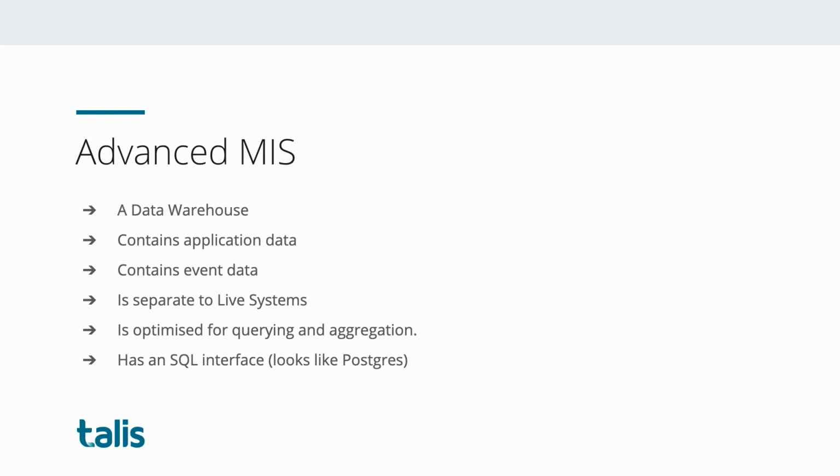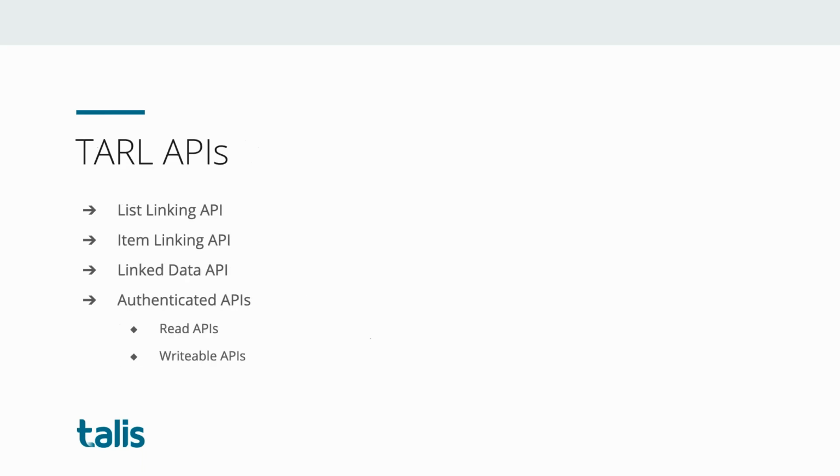It's a set of data that can be used for identifying records of interest in the context of APIs. So the APIs, then, we've got the APIs that we've had for a long time: the list linking API, the item linking API, and the linked data API. These are the APIs that have powered all sorts of integrations with student portals and with blocks in Moodle and all that kind of thing for many years.